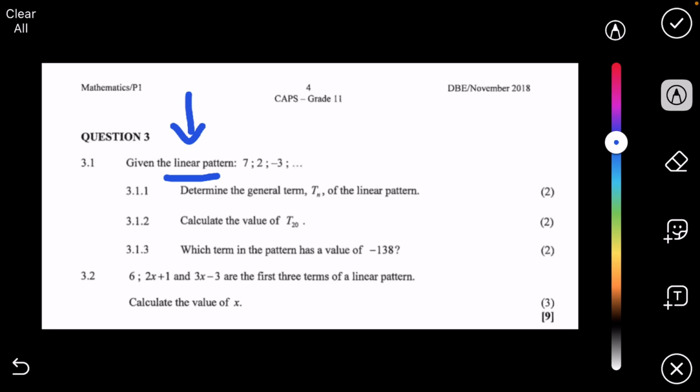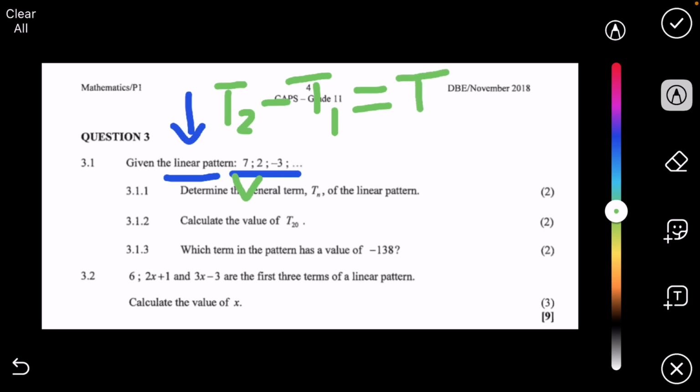Obviously you need to find the first difference of that pattern in order to confirm if indeed it is an arithmetic sequence or linear pattern, as they say. Now let's have a look. Remember, the difference is the second term minus the first term. We are expecting that to be the same as term 3 minus term 2.